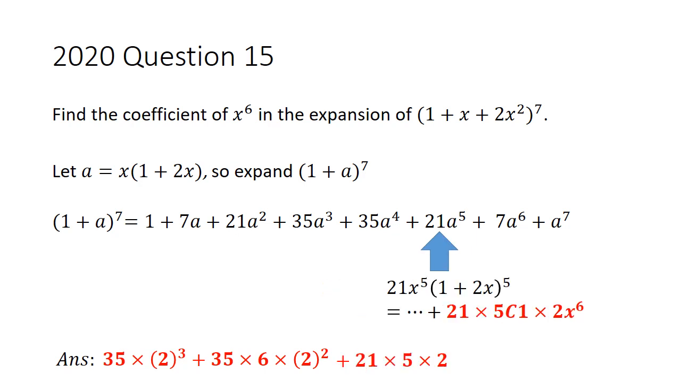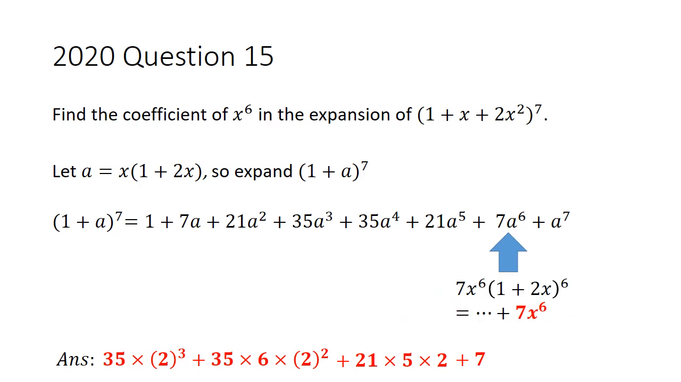Next, let's look at 21a to the power of 5. If I substitute in the a again, I'll get 21x to the power of 5 (1 + 2x) to the power of 5. And I need the coefficient of x from the binomial expansion, which is 5 choose 1 times 2. So altogether, this term contributes a coefficient of 21 times 5 times 2. And for the last one, 7a to the power of 6, I have 7x to the power of 6 (1 + 2x) to the power of 6. I need the constant term from the binomial expansion, which is just 1. So this contributes a coefficient of 7.